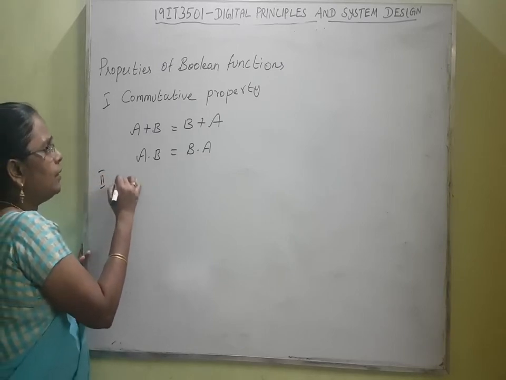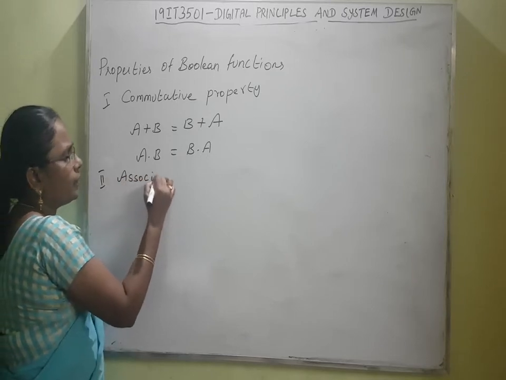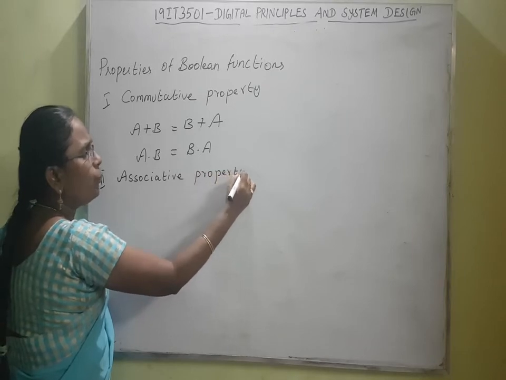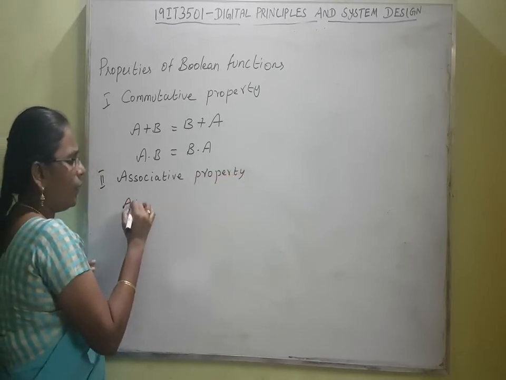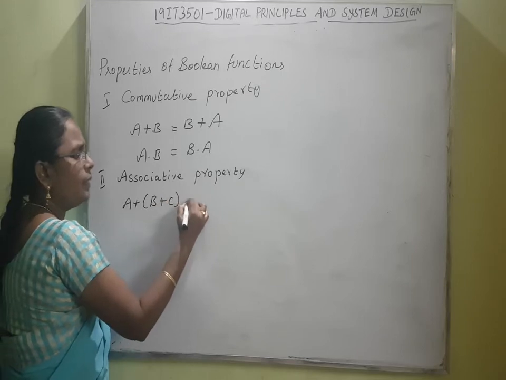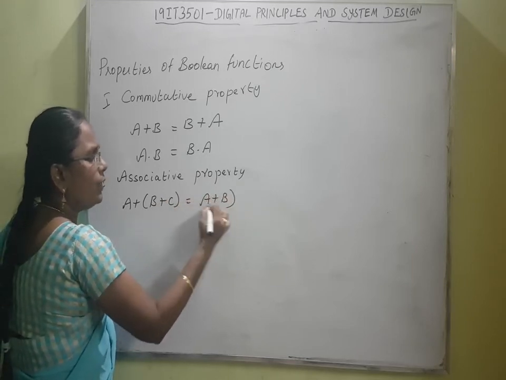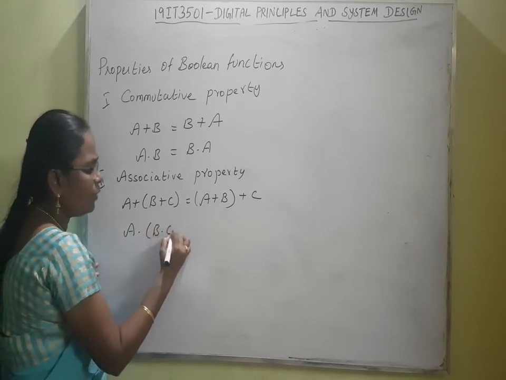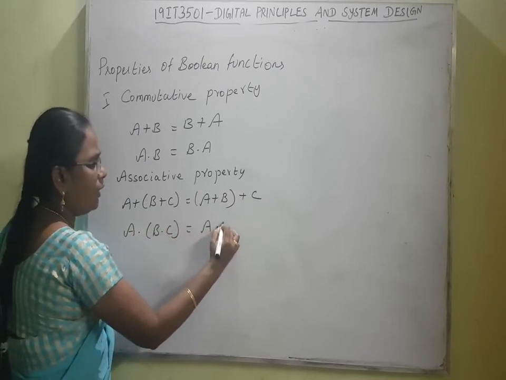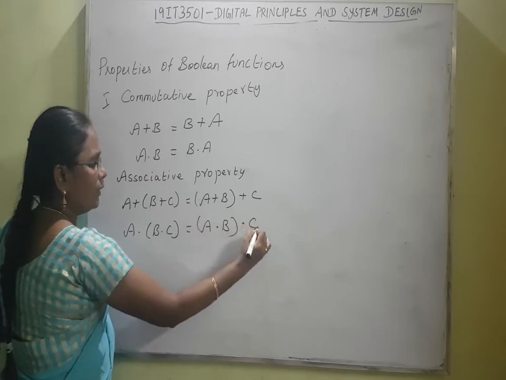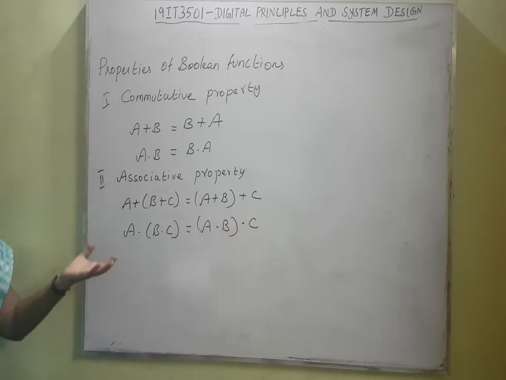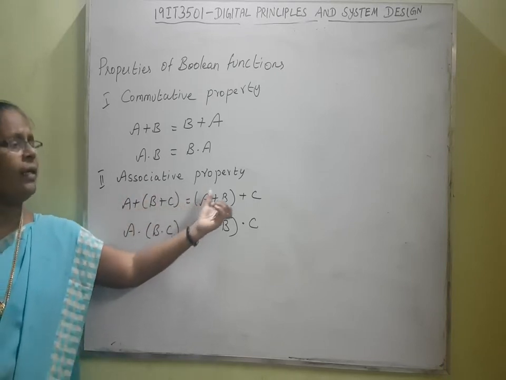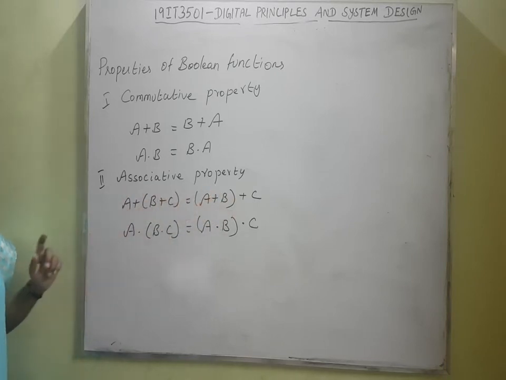The second property is the associative property. The associative property states that A plus (B plus C) is equal to (A plus B) plus C, or A into (B into C) is equal to (A into B) into C. So whichever way, whether you take B plus C and add it with A, or take A plus B and add it with C, you get the same answer.